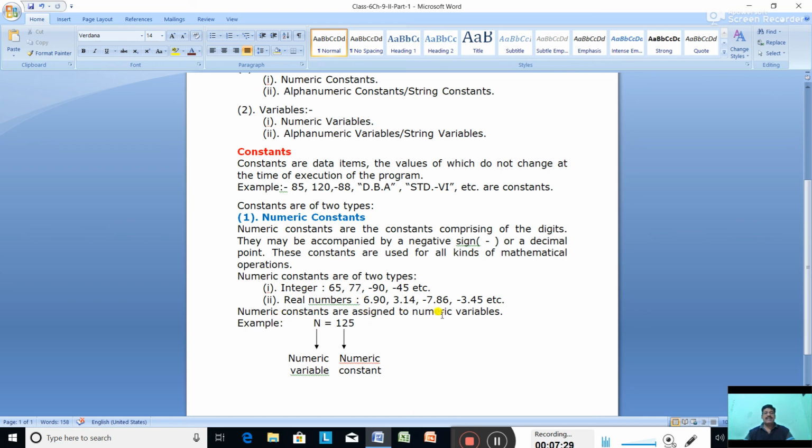Numeric constants are assigned to numeric variables. Like see here, n is a numeric variable. N is a what variable? Numeric variable, and 125 is a numeric constant. So numeric constants can be assigned to numeric variable only. So this n is a numeric variable, and 125 is a numeric constant. So 125 is assigned in n. So n is a variable name. Which variable? Numeric variable, and 125 is a numeric constant.